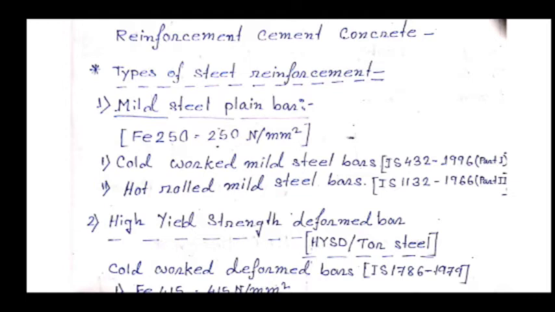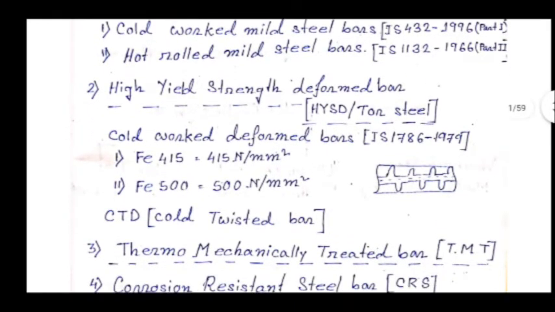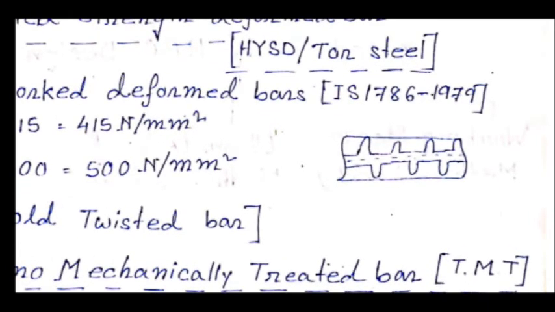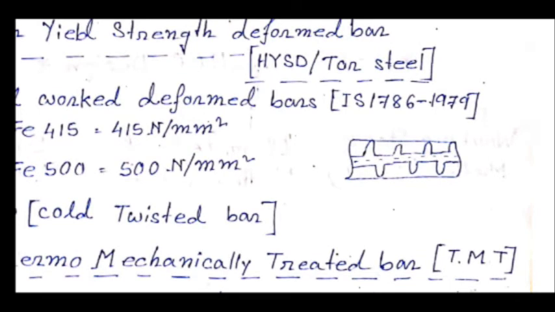Another type of bars, which are mainly used nowadays, is high yield strength deformed bars, HYSD or torsteel. There are also a few types. First one is cold worked deformed bars from IS 1786 1979. There are mainly two grades of these bars: Fe 415, that means the yield strength of that bar is 415 Newton per millimeter square or MPa, and Fe 500, that means yield strength is 500 Newton per millimeter square. Another type of HYSD bar is CTD, cold twisted bar. You can see the hand diagram of the steel bars, HYSD bars. This is a picture of twisted bar.